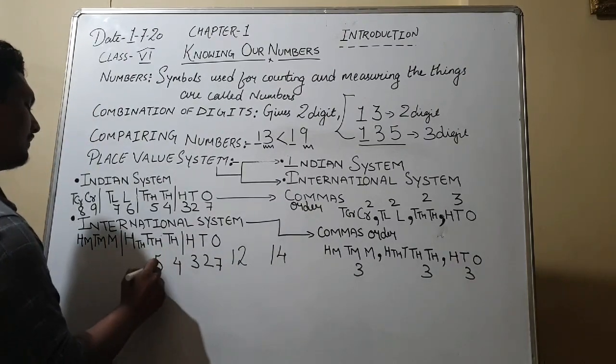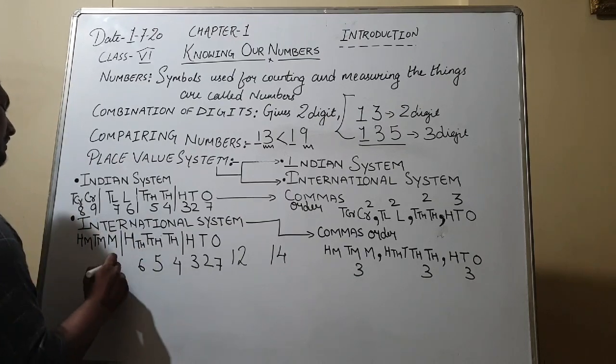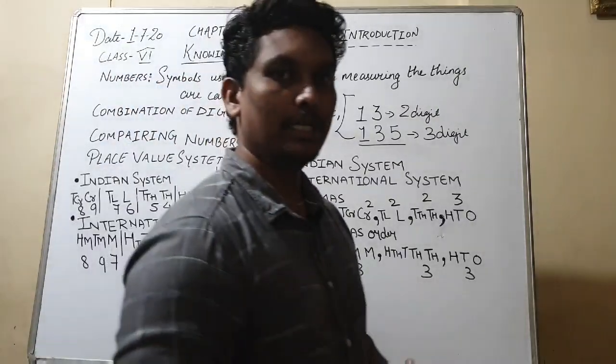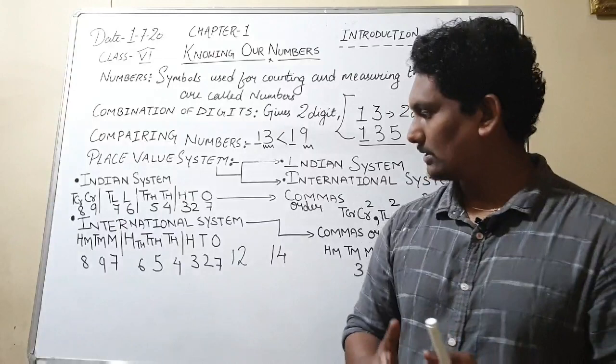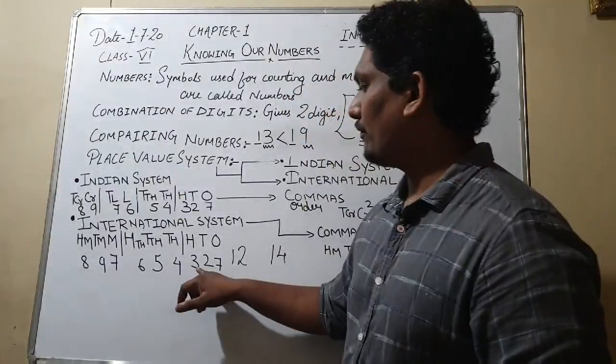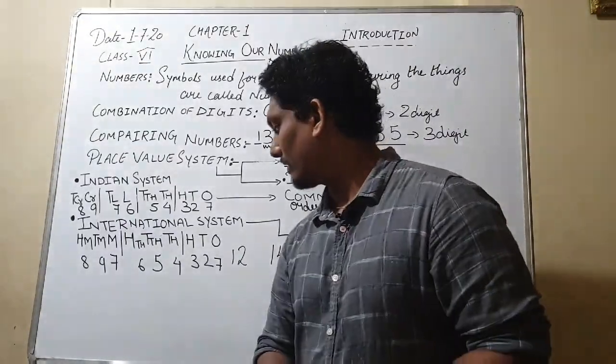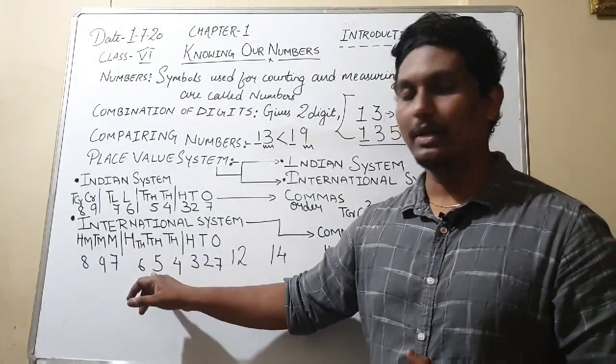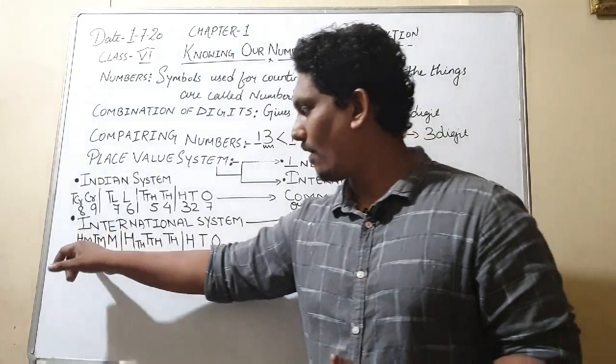In the same way here also, according to the commas, I am going to write the same number: 3, 2, 4, 5, 6, 7, 9, 8. So how do we read 3-digit numbers? That's the question. Basically we read a 3-digit number like 327, right? In the same way we have to read this also.